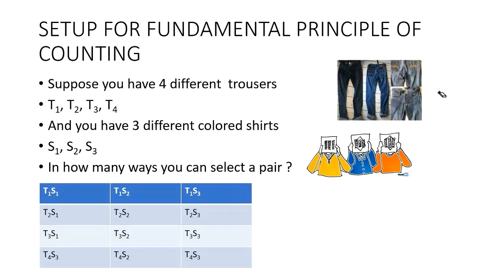Now look at this problem. You have 4 different colored trousers and 3 different colored shirts. And here the question is, you have to select a pair. By a pair, what we mean is, we have to select a trouser and we have to select a shirt.